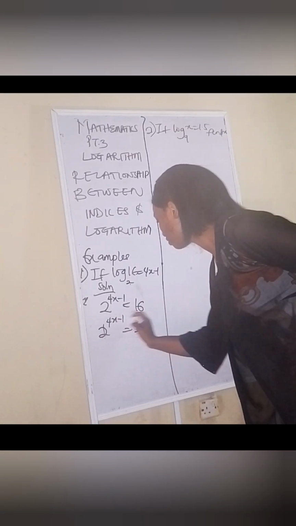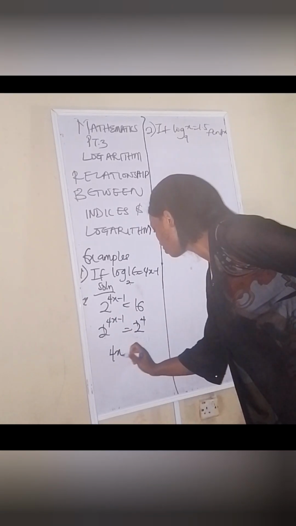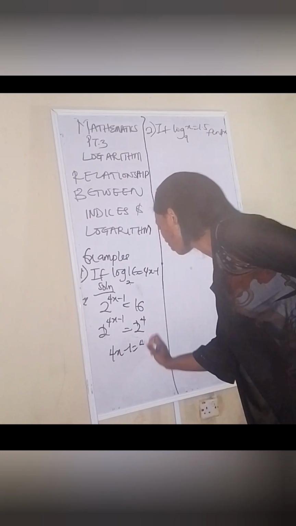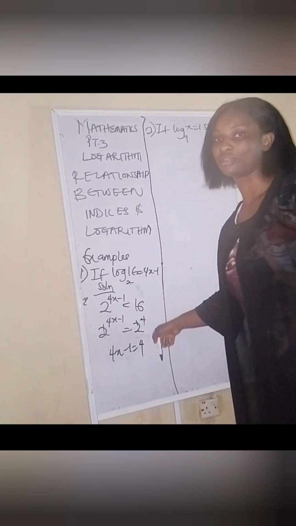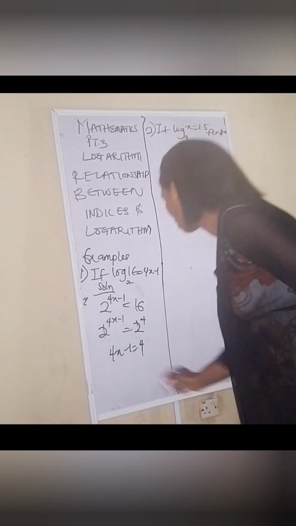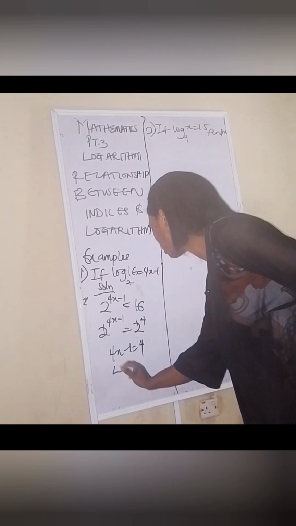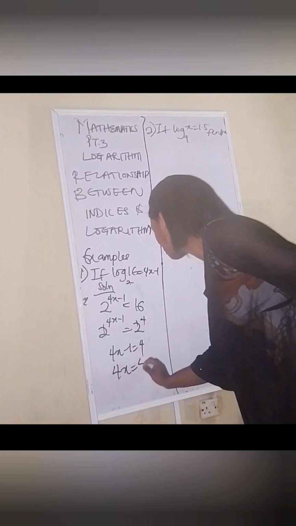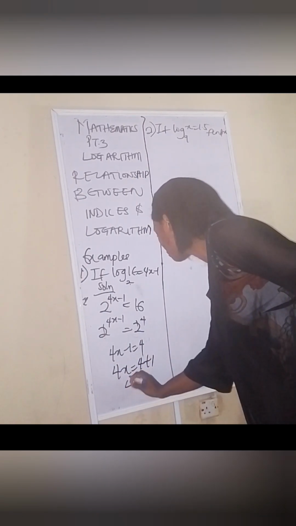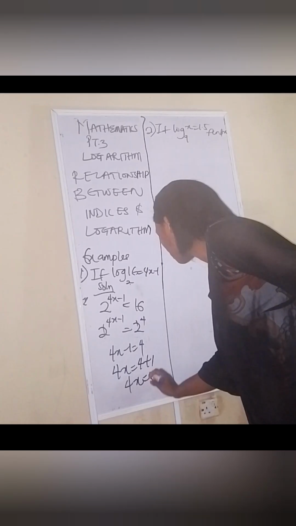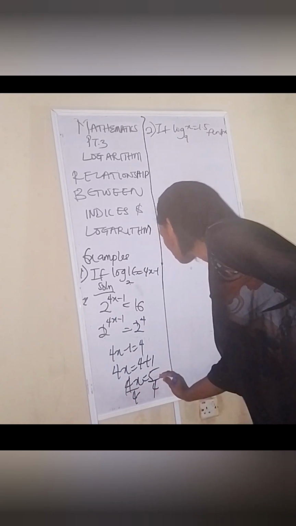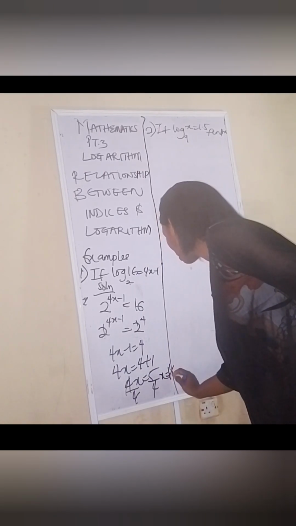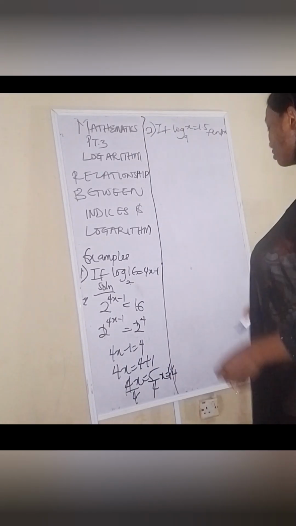So we are now after the power. Since we have the same numbers, 4x minus 1 equals 4. Let's collect like terms: 4x equals 4 plus 1. So 4x equals 5. Divide through by 4. So our answer is x equals 5 over 4, or 1 and 1 over 4. Okay, so that's for that.